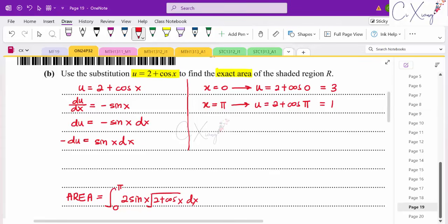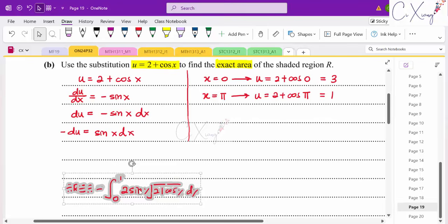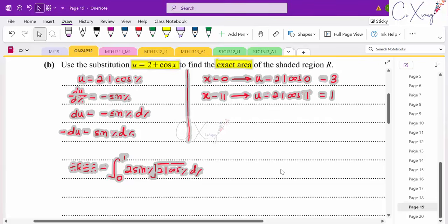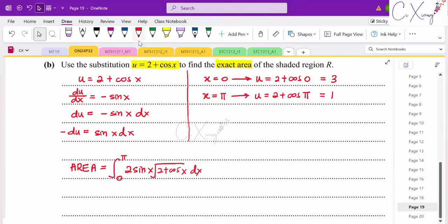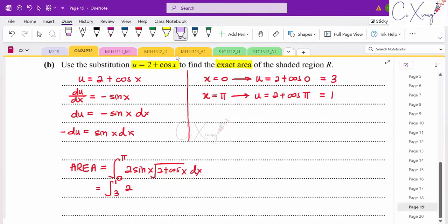Okay, alright, so after we set up the question already, let's continue to change all the variable x into u before we start the integration. We have 0 until pi, right? So when x equals 0, the value should be 3. When x equals pi, the value should be 1. So I change the limits to 3, 1. Then 2 is a 2. Then you can have a look here. The sin x dx can be written as negative du, so I have a negative du at the back.